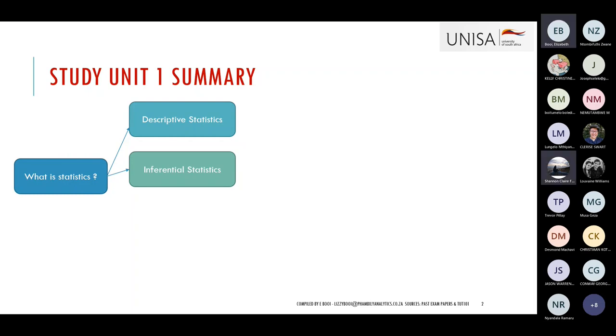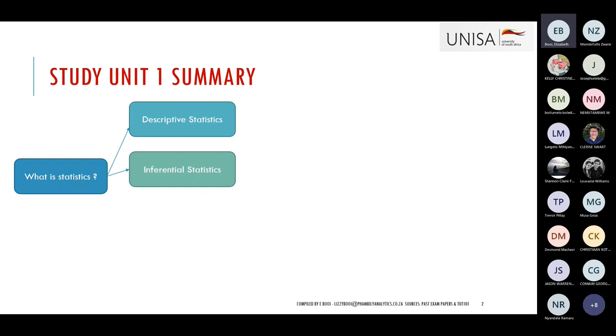Okay. So when we talk about descriptive statistics, since we know that statistics is a method to transform the data in order to make decisions, descriptive statistics helps us. It's a method of describing the data, either by summarizing the data, presenting the data, and visualizing the data. That is descriptive statistics. You need to know all these things, especially for study unit one. And inferential statistics is a method of inferring things about your population from the sample data. That is just inferential statistics.